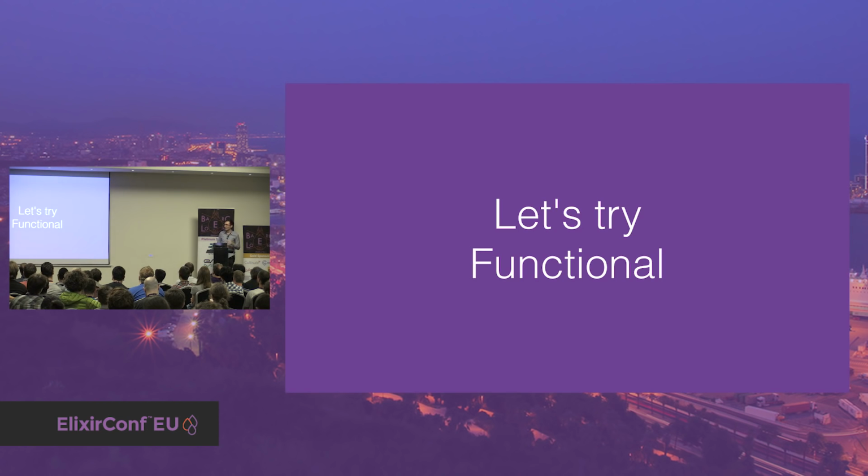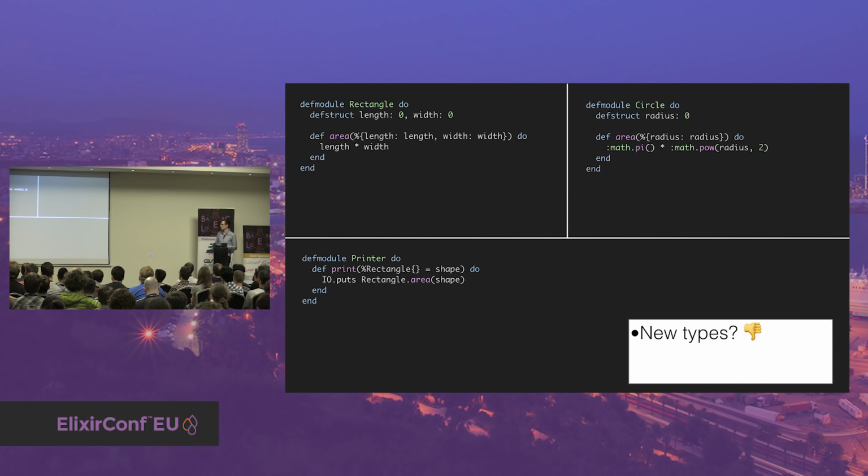All right, so now let's try a functional language. And we're at ElixirConf, so let's write some Elixir code. So here we've got the same exact thing. We've got a rectangle. It calculates the area. But this time we're going to pass an instance of this struct to our area function to calculate the area. We've got the same thing, a printer which takes a rectangle and then outputs, using the rectangle module, the area.